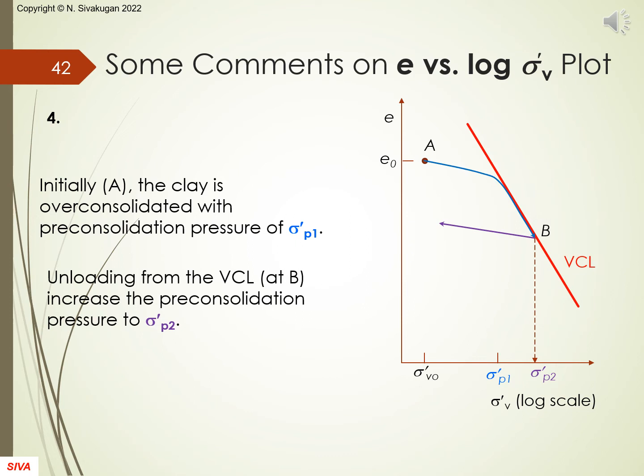The clay is initially at A, where the pre-consolidation pressure is sigma P1 dash. While loading, it exceeds this value and follows the VCL. When it is unloaded at B, the clay becomes over-consolidated again, with the new pre-consolidation pressure sigma P2 dash. Therefore, note that the pre-consolidation pressure is not permanent, this can change.